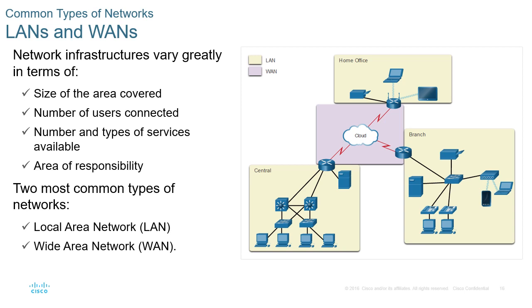The two most common types of networks are the local area network and the wide area network, LAN and WAN respectively, which vary in terms of the geographical size of the area covered by the networks, the number of users, the type of services available, as well as the area of responsibility. These can be the different characteristics used to define what a LAN and what a WAN is.